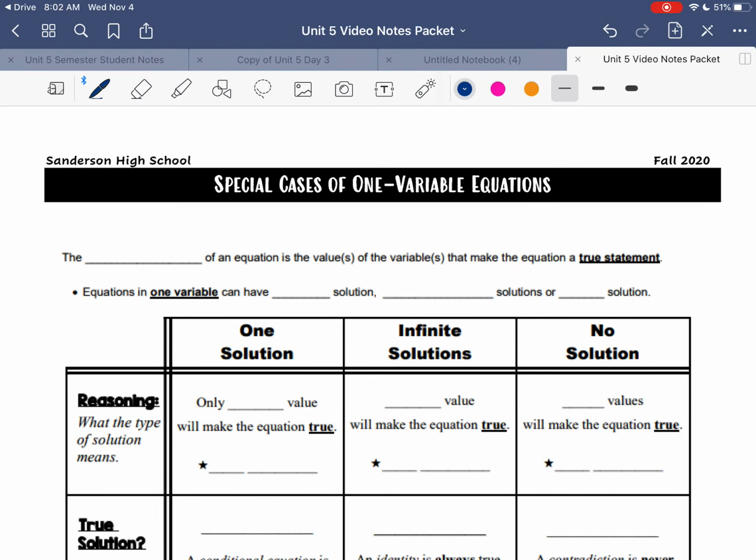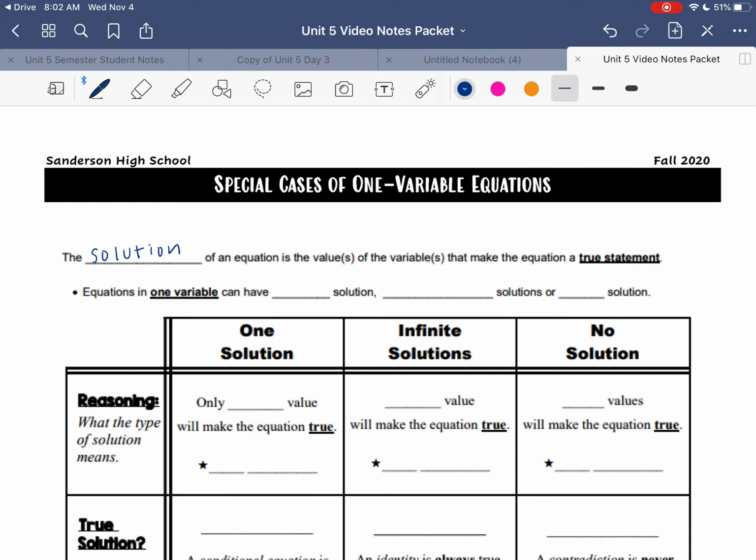When we solve one variable equations, there are some special things that can happen, and we're going to look at the different types of solutions that we can actually get to an equation. When we've been solving equations so far, we've always gotten one solution, but that's actually not always what happens. When we're talking about the solution of an equation, what that really means is that we're finding the value that makes the equation true.